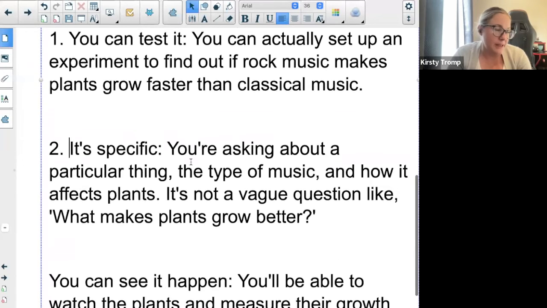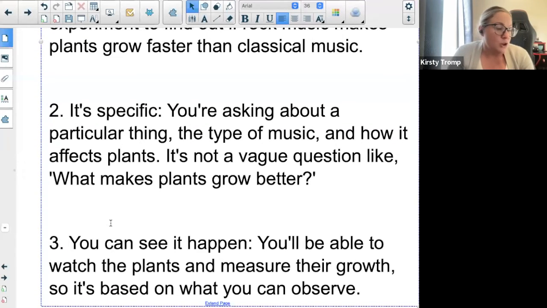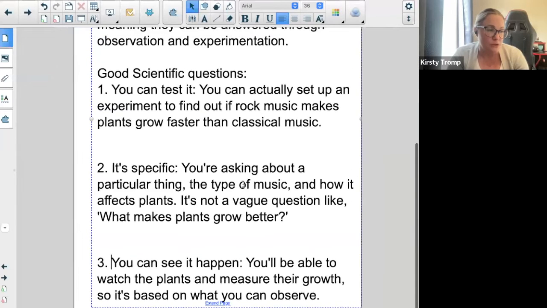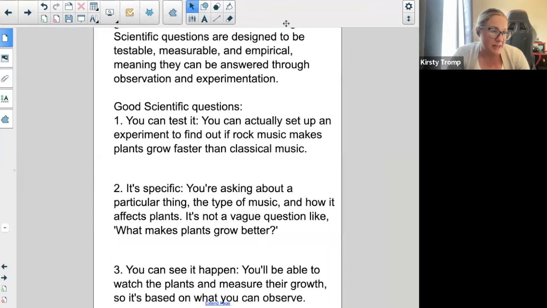Right? And the last thing, number three, you can see it happen. So that's another way to test if it's a good question. You can see it happen. But in this case of the rock music, you'll be able to watch the plants and measure their growth. So it's based on what you can observe. So there is the note all about scientific questions for you.